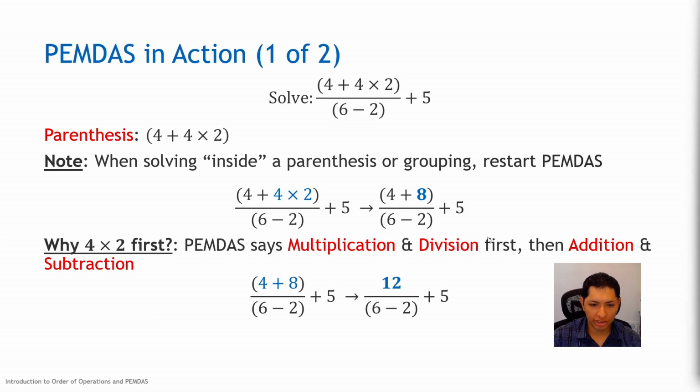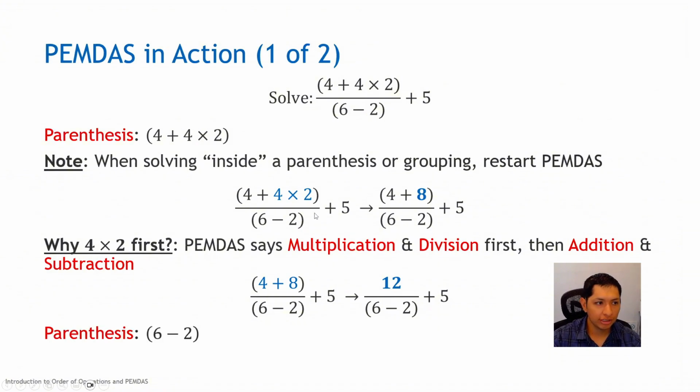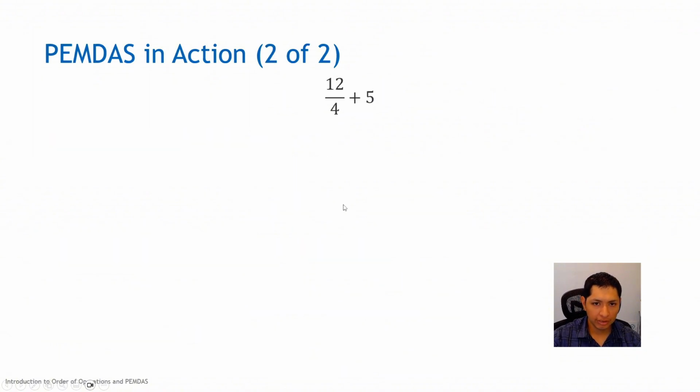Now in the original equation, we're still not done with the parentheses. We still have the 6 minus 2 parentheses, right? So let's solve that one next. 6 minus 2 becomes 4, and plug that back into the original equation. And now the equation looks a lot simpler at 12 over 4 plus 5. Now, continuing forward, we look for E of PEMDAS, and that is exponents and roots, and there are none. There are no exponents and roots, so we move on to the next step.